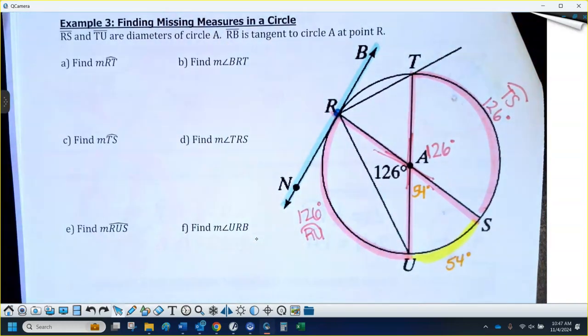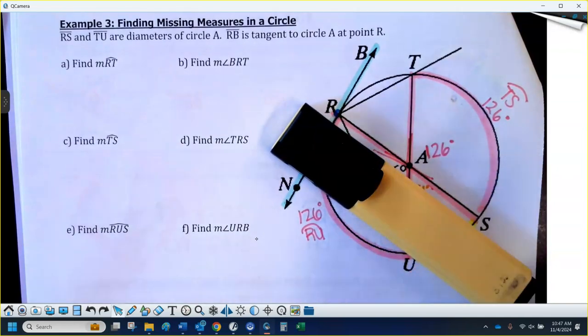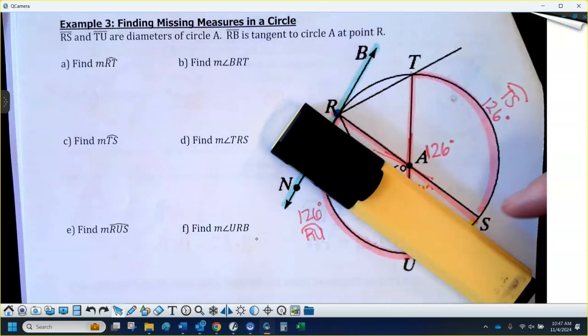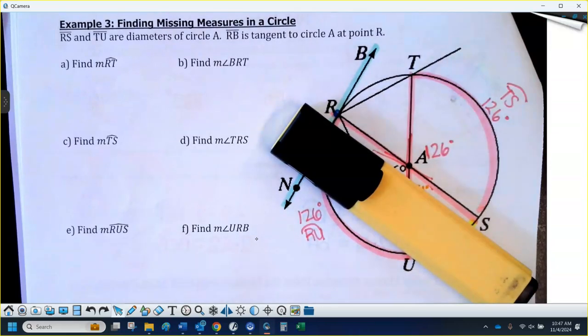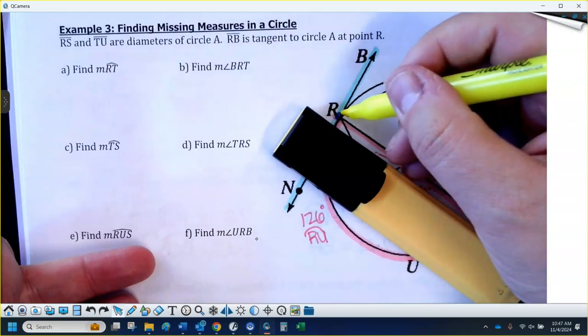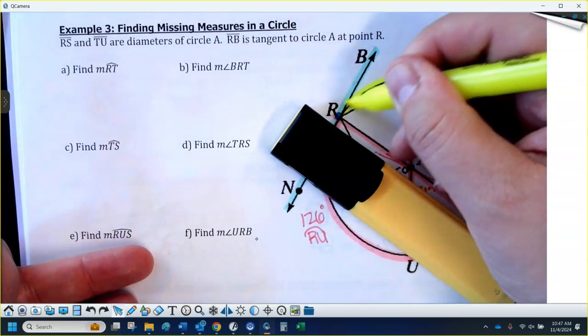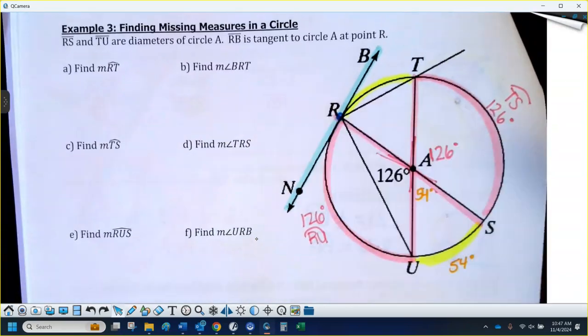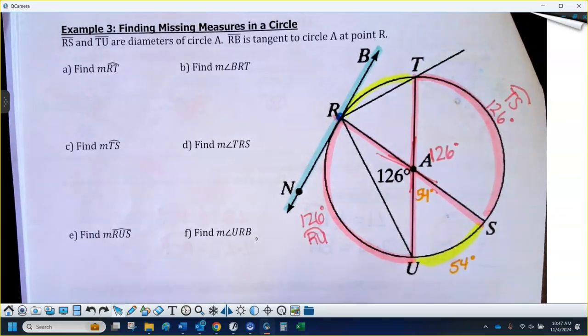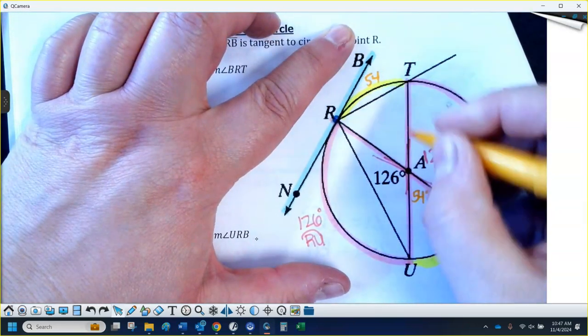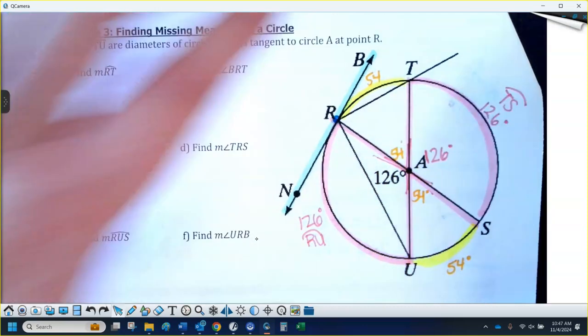All right. Now on the other side, I'm going to cover this up real quick. I can make literally the same argument right here. So this is the diameter. This much of it is 126. And this little piece from R to T would be the rest of the half of the circle. So that's going to also be 54. That makes this central angle 54.